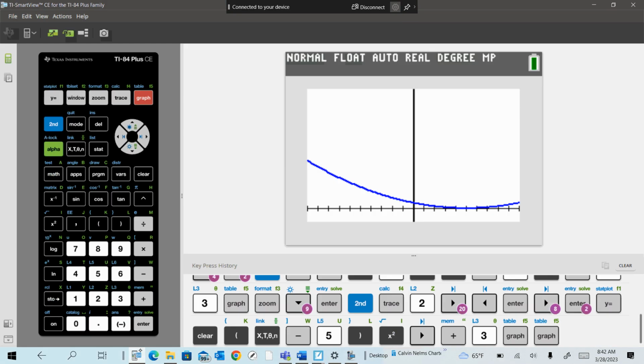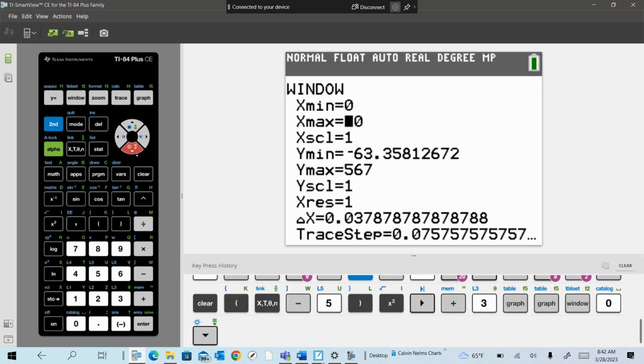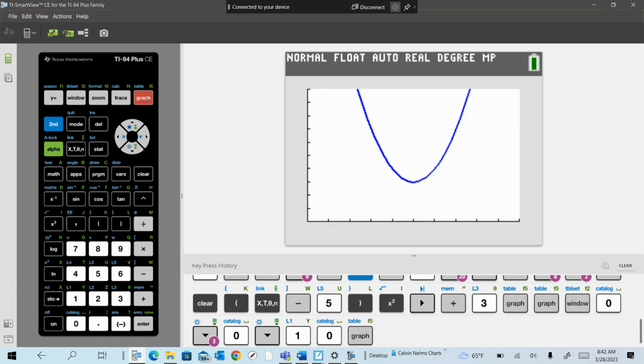I would have to hit window, and my minimum x value would have to be 0. My maximum x value would be 10. You would keep your scale as 1. My minimum y value would be 0. My maximum y value would be 10. So if you want to make it fit the window that is on the piece of paper, you have to basically use the same numbers that you see.